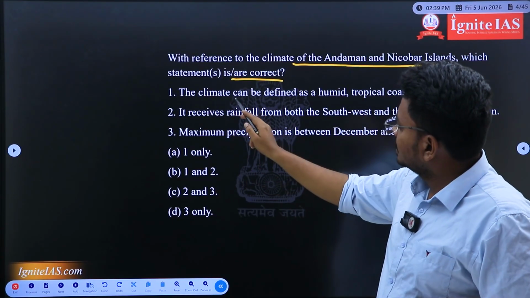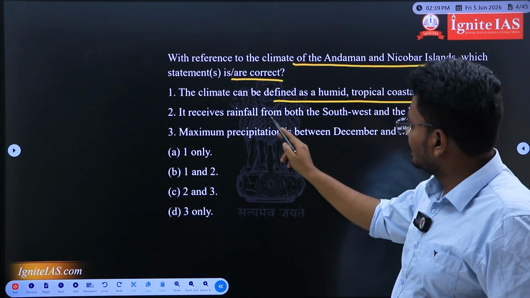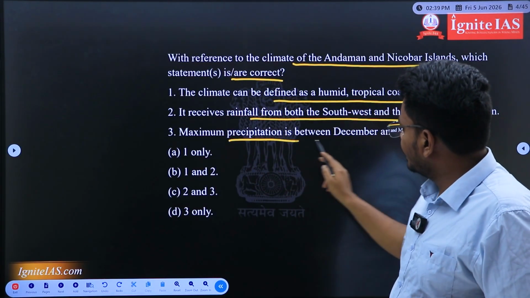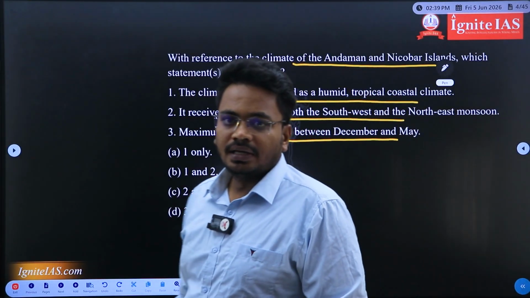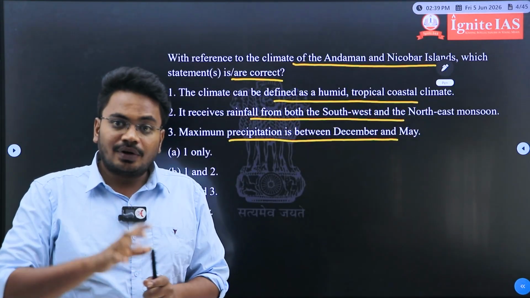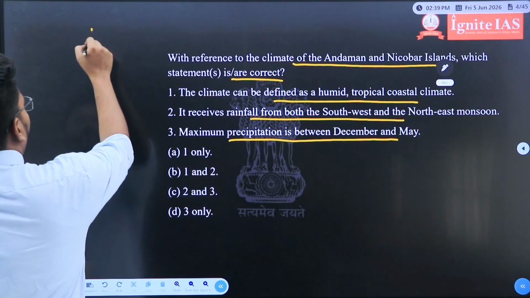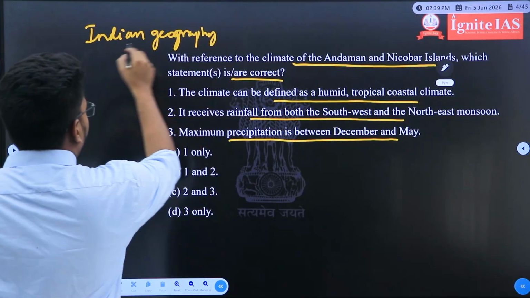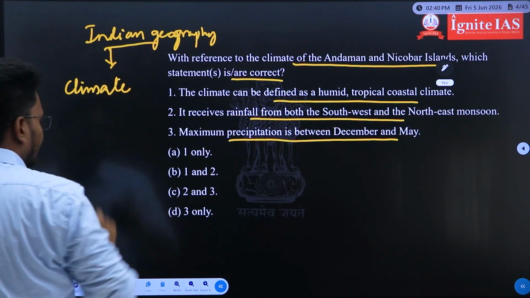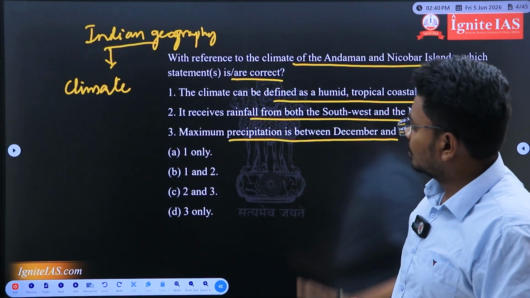The first statement is, the climate can be defined as humid, tropical coastal climate. Second statement, it receives rainfall from both the southwest and northeast monsoon. Third, the maximum precipitation is between December and May. Right. So as I told you earlier, don't directly go to the answer. First, we need to understand from which part of geography this question has been picked. This question was taken from Indian geography, especially the climate of India. When we focus on the climate of India, we get this concept, right?